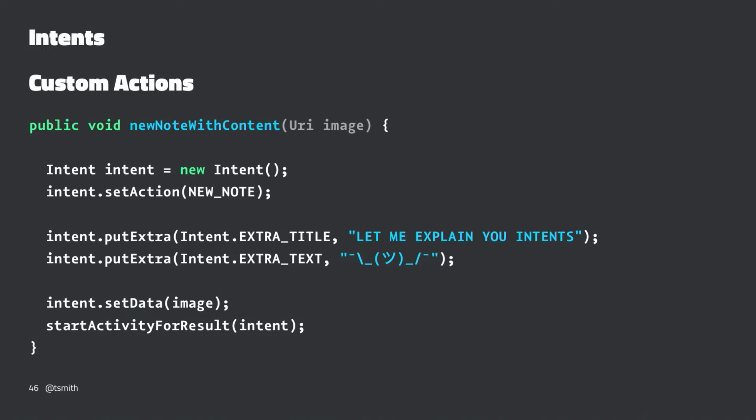Here's an example of how a caller could engage to start a new note with that intent API that we defined. All they need to do is set the custom action. In the intent, they could put in the information that we needed to parse out, and they set data with an image URI. When they call start activity for result, that's going to open Evernote with that intent that we defined and allow the user to continue with a flow that would make sense to them.